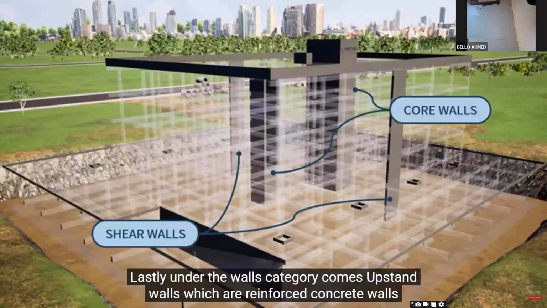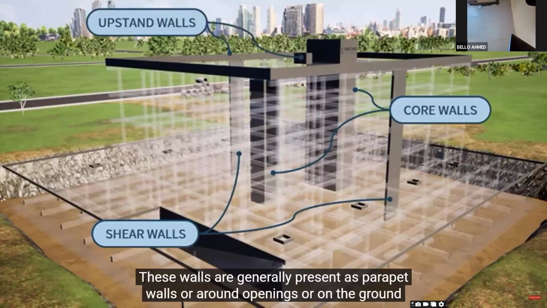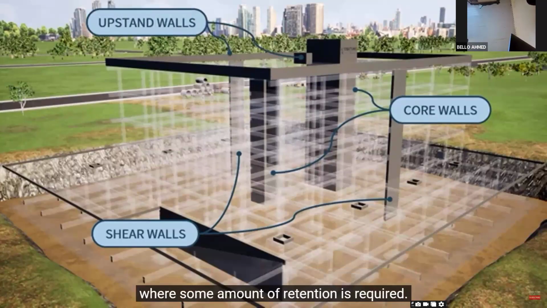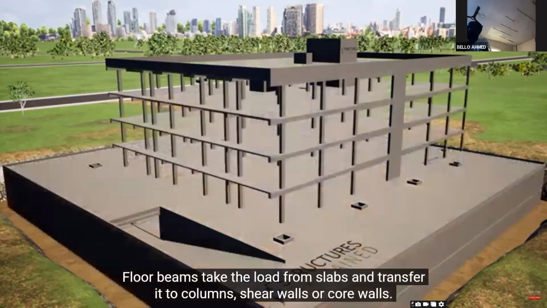Lastly, under the walls category comes upstand walls, which are reinforced concrete walls, usually of lesser height and thickness, and having one end free. These walls are generally present as parapet walls around openings and on the ground where some amount of retention is required. Next in superstructures comes floor beams.